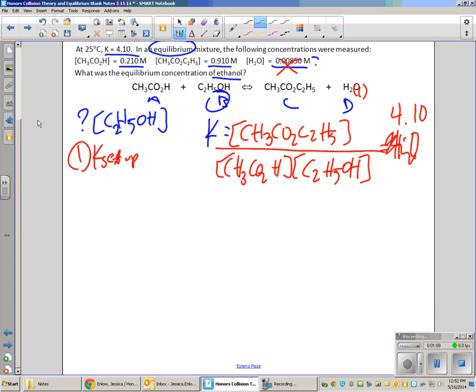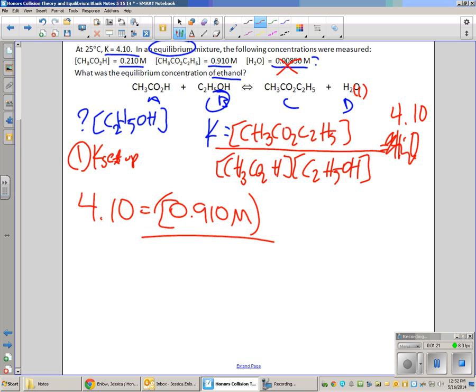So I substitute in: 4.10 is equal to, what was the top number concentration? 0.910 molar. And then we have this one over here being 0.210, and this one being X. I don't know what that value is. So how do I solve for X?